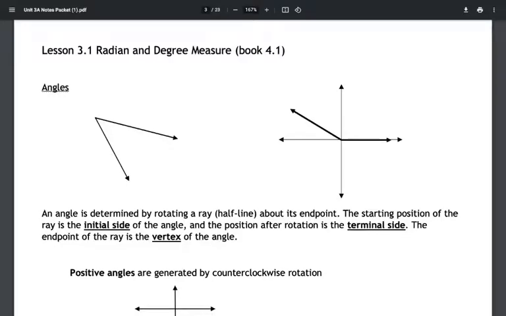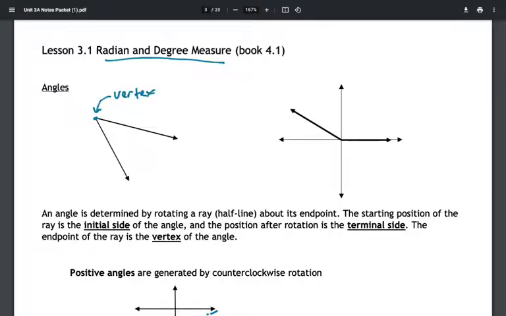Hey guys, we're going to do notes today over radian and degree measure. So we're going to start off making sure we understand about angles. So first of all, this point right here, if you'll recall, is the vertex of the angle.